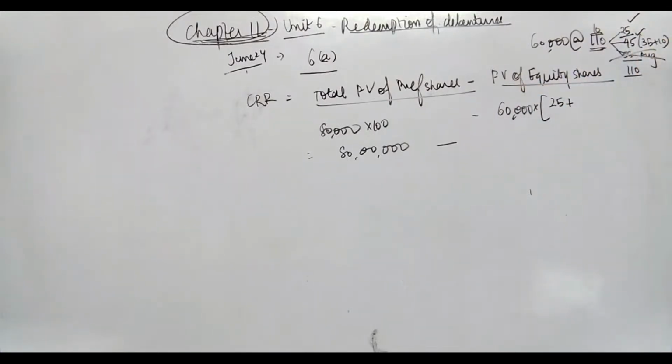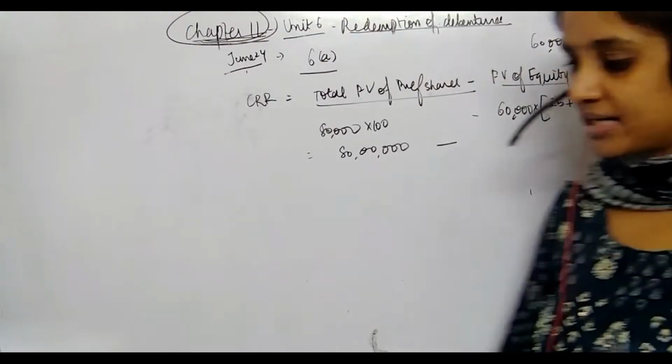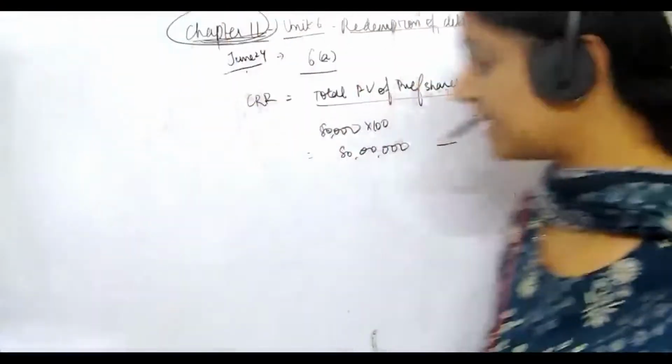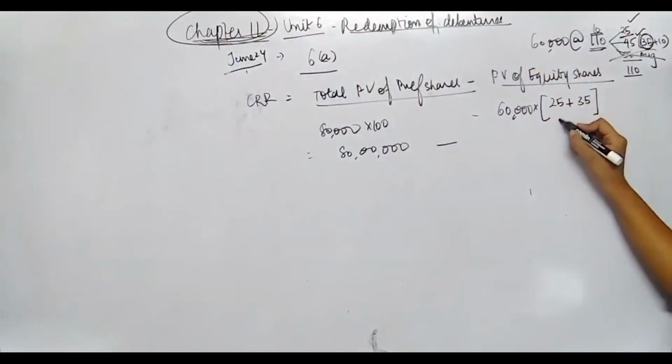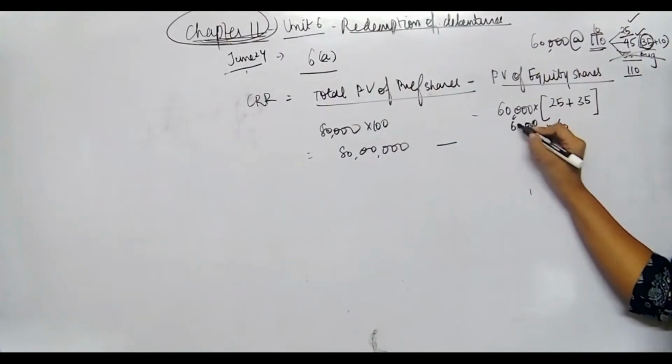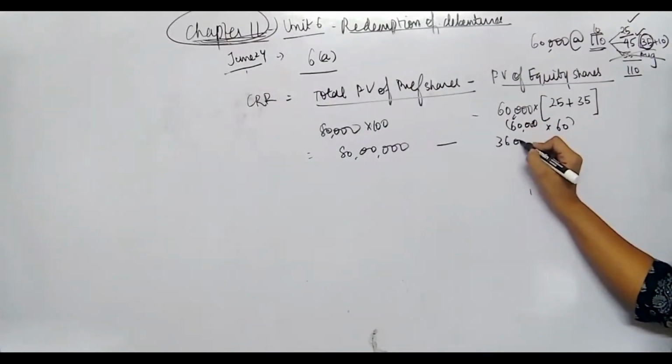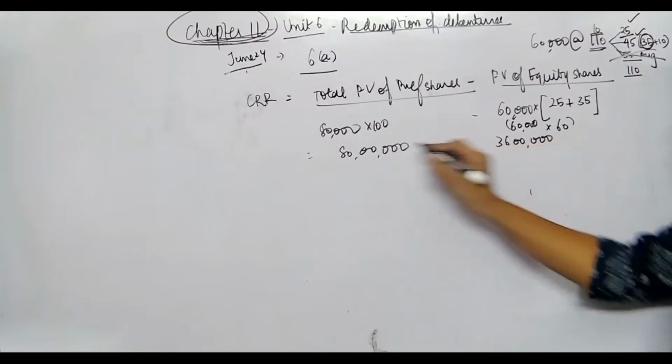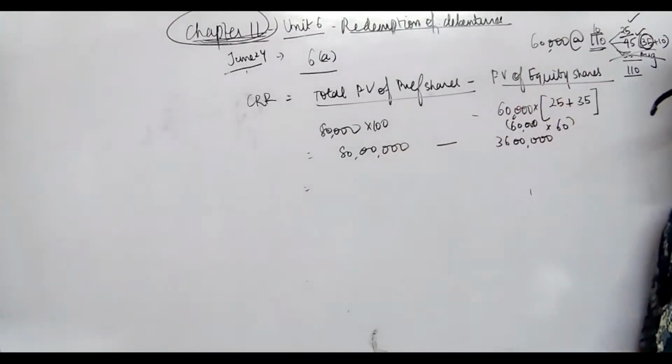Application face value 25. Allotment face value is how much? 35. Okay. So 25 plus 35 is nothing but 60 rupees into 60,000. So it is nothing but 36 lakhs is the value of my face value of equity shares.